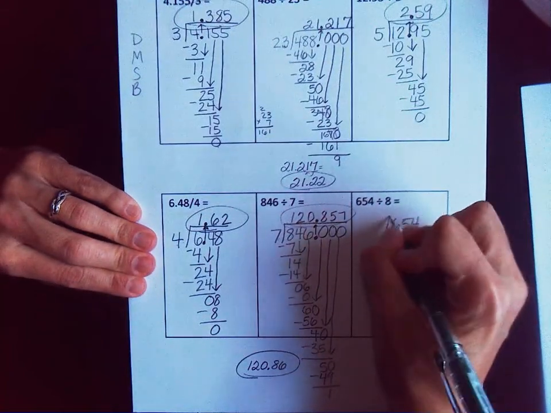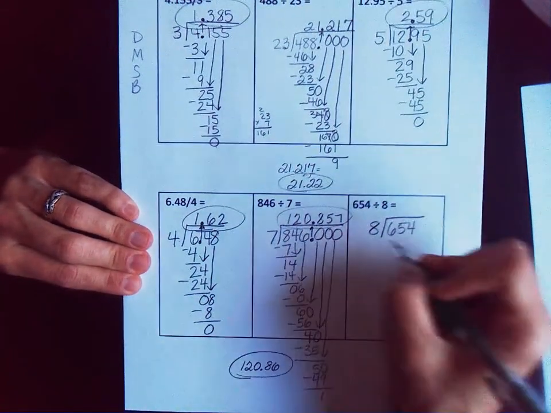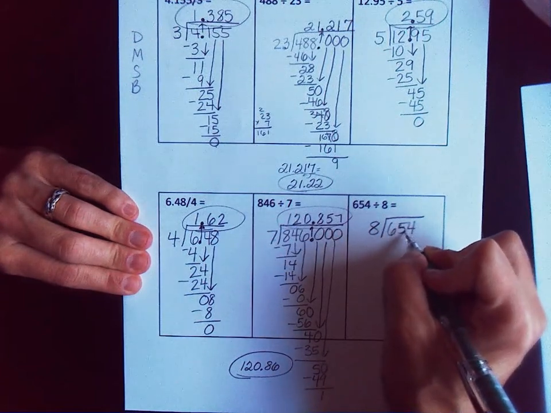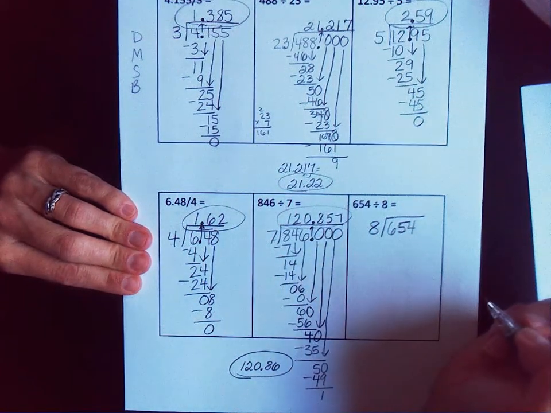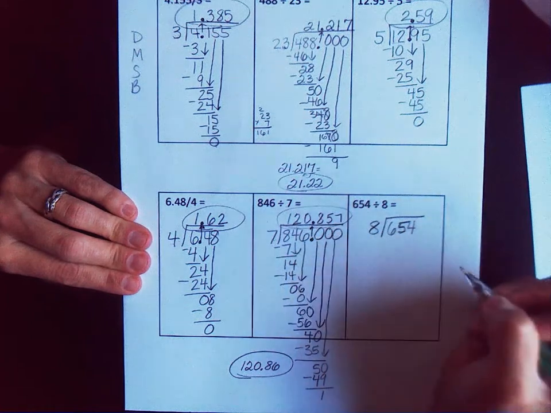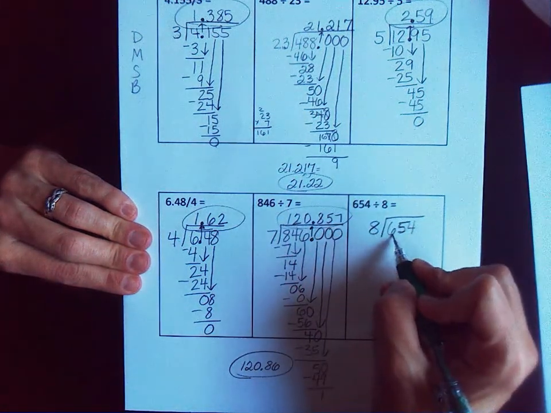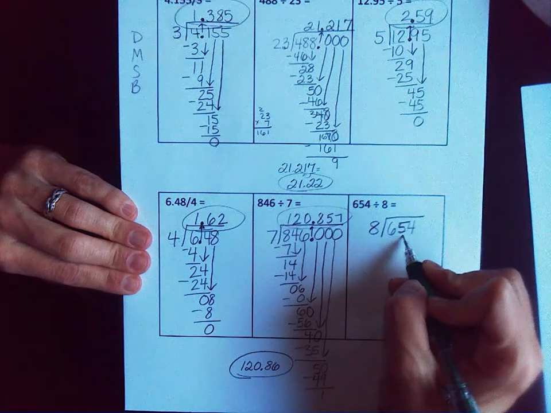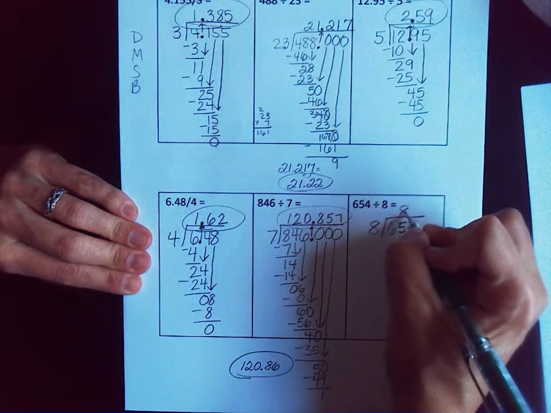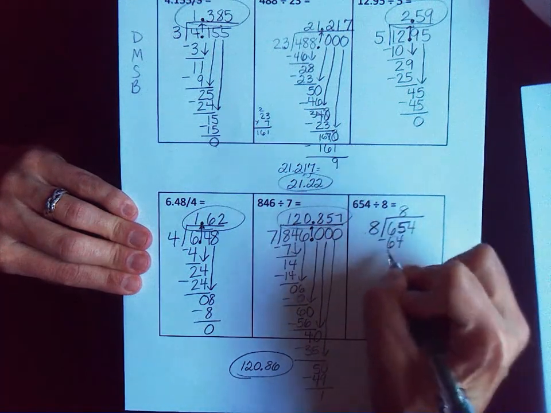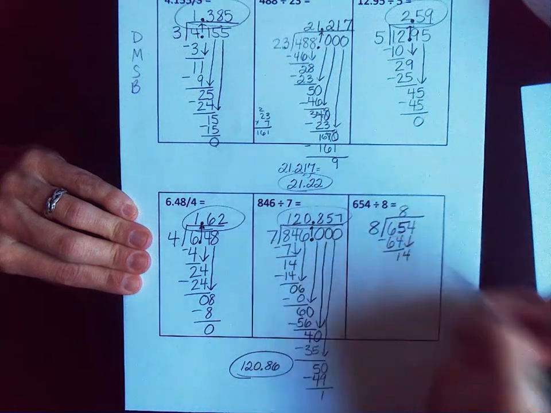654 divided by 8. Once again, it looks like I have no decimals in this problem, but we will have a decimal. So let's go ahead and complete the problem. 8, does it go into 6? No, it doesn't. How about into 65? Yes, it goes in 8 times. 8 times 8 is 64. I will subtract and get 1, bring down my next digit, which is 4.